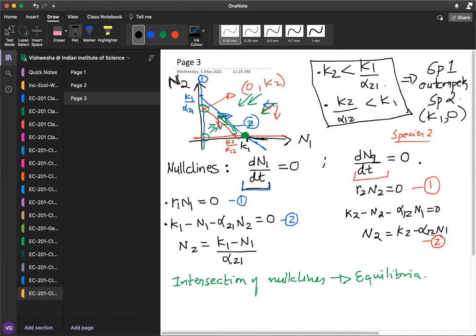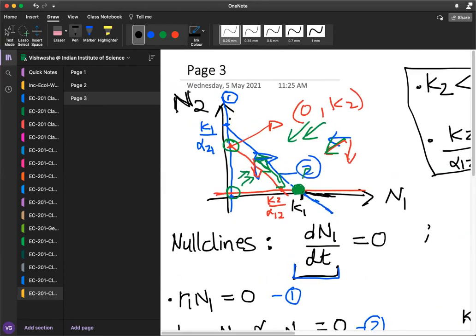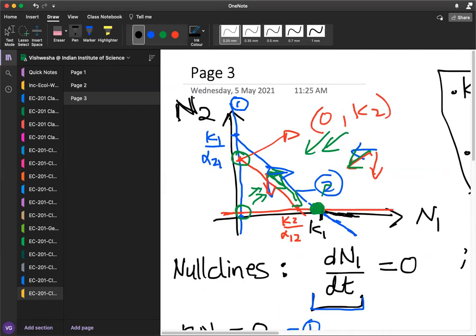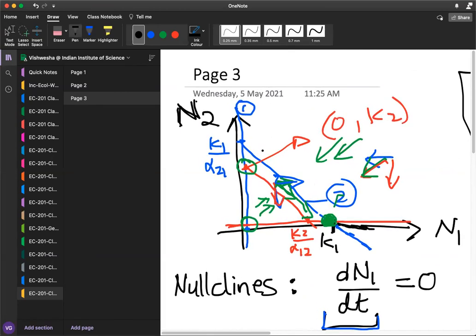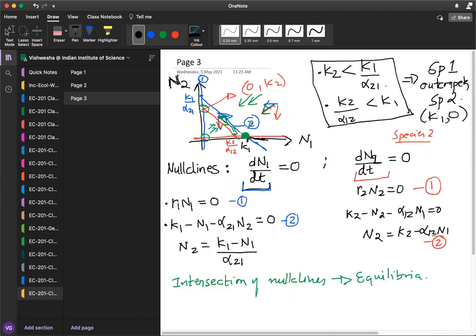Any questions? I don't know if zooming in helps. It's a badly written graph, maybe it doesn't help. Okay.